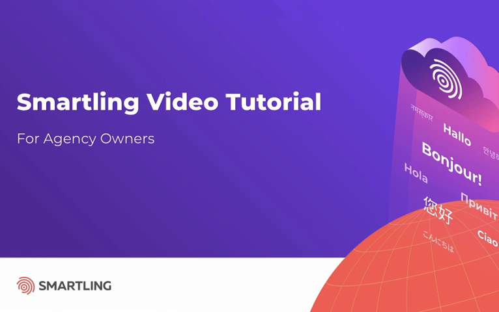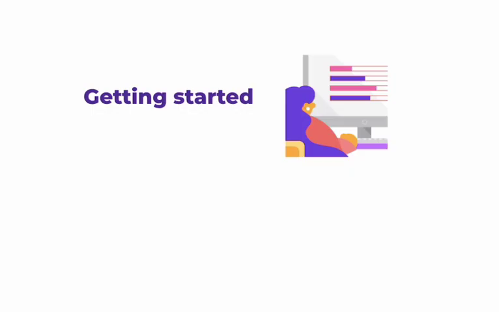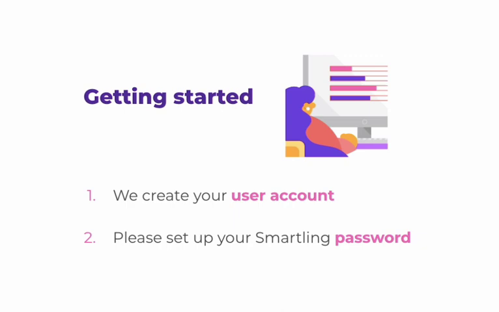This video will guide you through the first steps of working in our platform as an agency owner. If your client has requested access to the Smartling platform for you, one of our representatives will create your user account. To complete your registration, you will then need to set up a password.